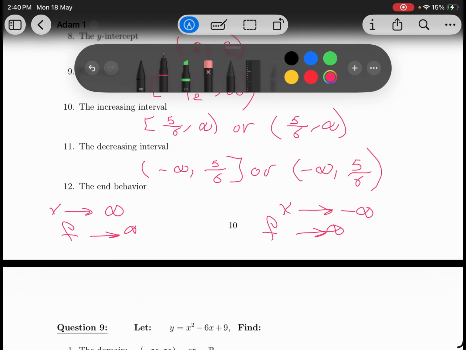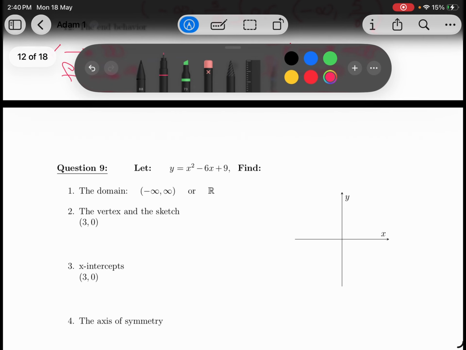of this function. And moving straight forward to the very next example here, it's very interesting. Hold on guys. Okay, so here guys we have this quadratic function: a equals 1, b equals -6, and c equals 9.